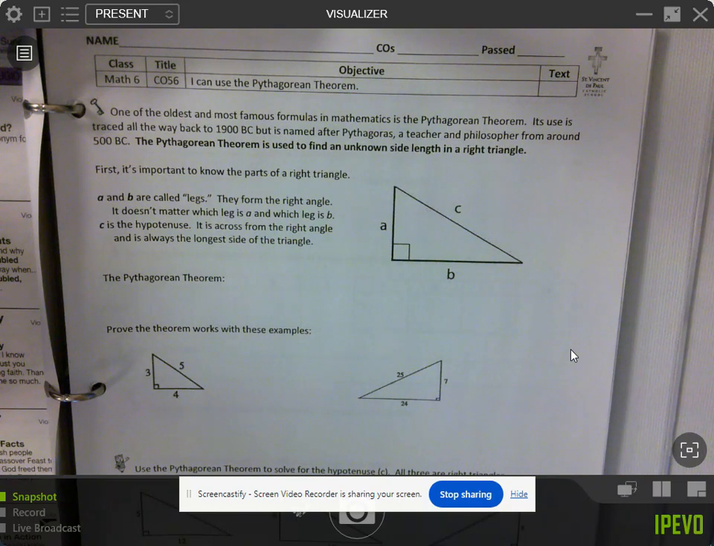Say it with me. Pythagorean theorem. Pythagorean theorem. Pythagorean theorem. Yeah, it's a big one. Let's learn what it means because we're going to have to use this all the time.